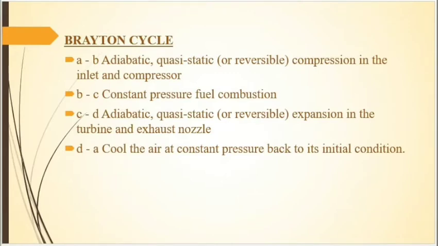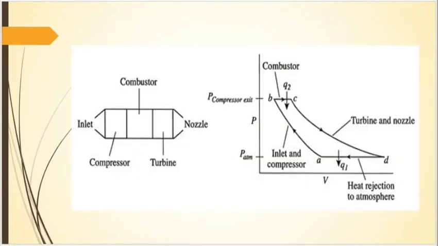It is a thermodynamic cyclic process. In this, A to B represents adiabatic quasi-static compression in the inlet and in the compressor. B to C represents the constant pressure fuel combustion. C to D represents adiabatic quasi-static expansion in the turbine and exhaust nozzle, with which we can take some work out of the air and use it to drive the compressor, and take the remaining work out and use it to accelerate fluid for jet propulsion, or to turn a generator for electrical power generation. D to A represents cooling the air at constant pressure back to its initial condition.